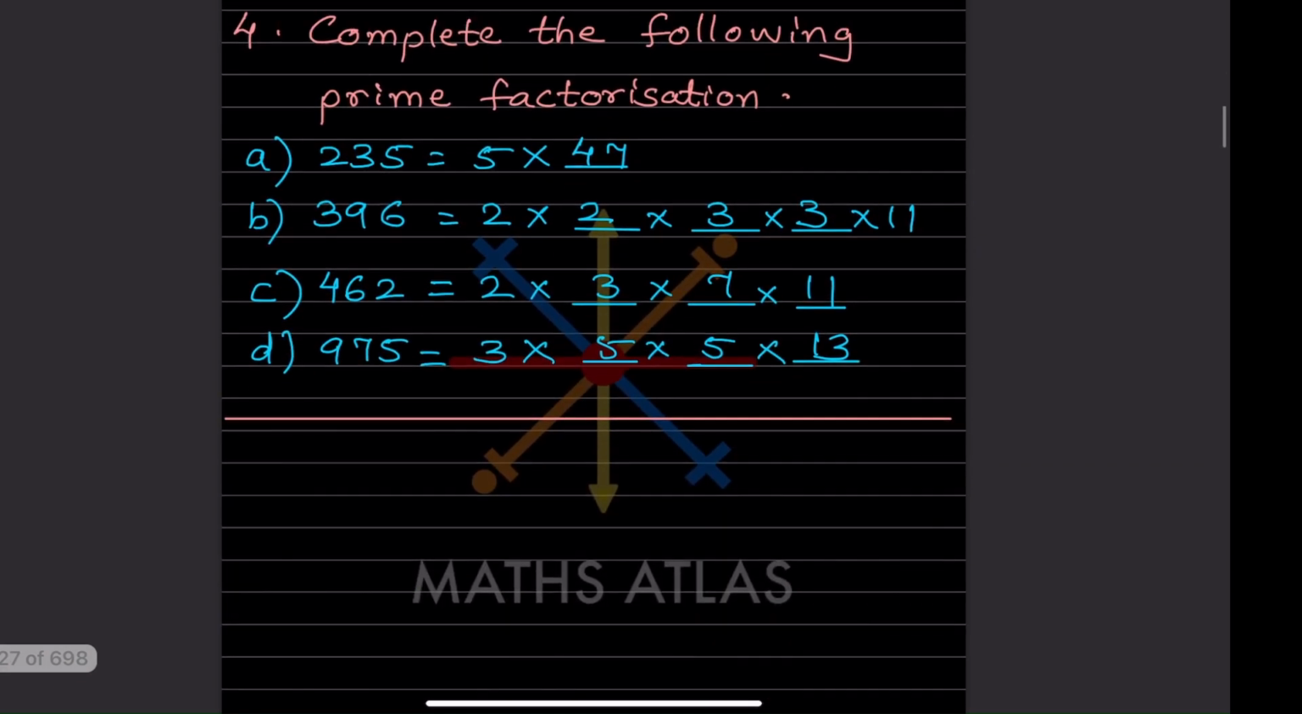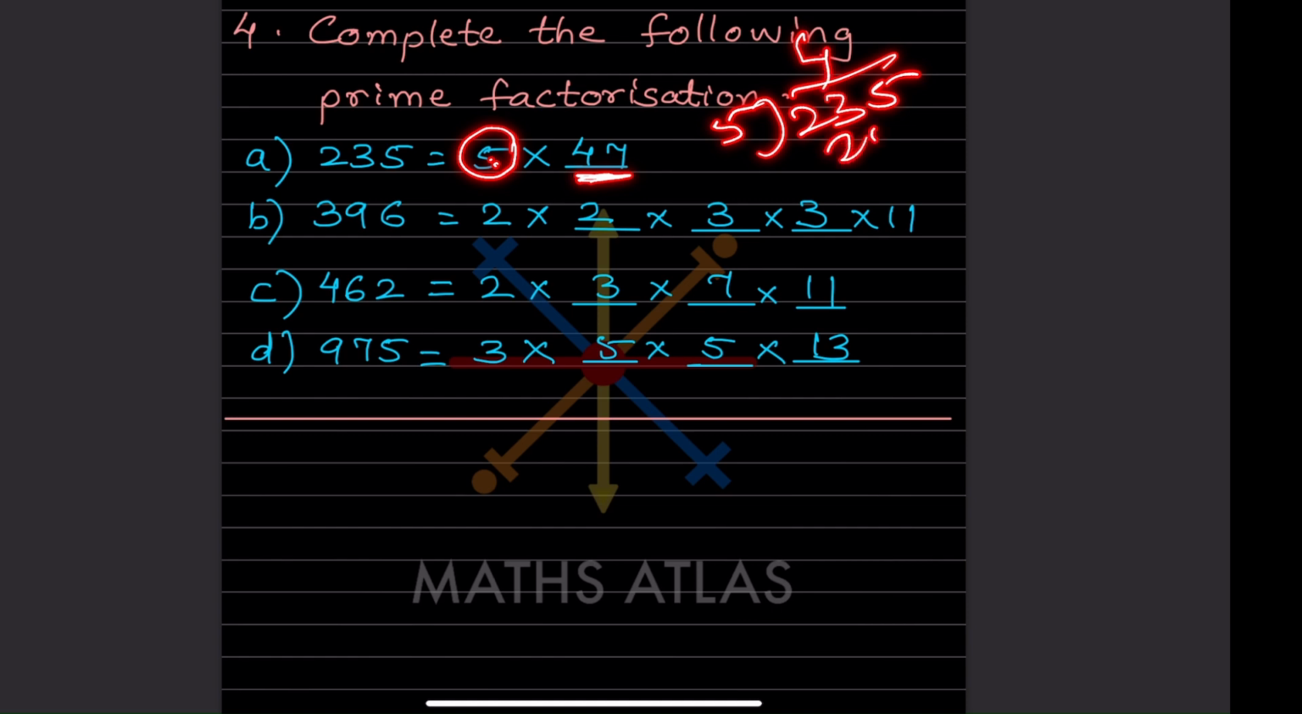Now complete the following prime factorization. So this is very easy. Now 235. So 5 into what, for that you have to decide. So now see here in this one what you can do. This is the blank. So 235 divided by 5. 5 sevens are 35. The remainder should be 0.